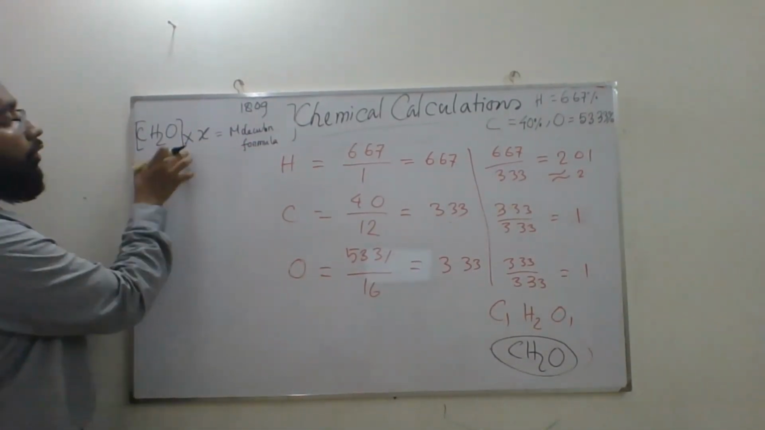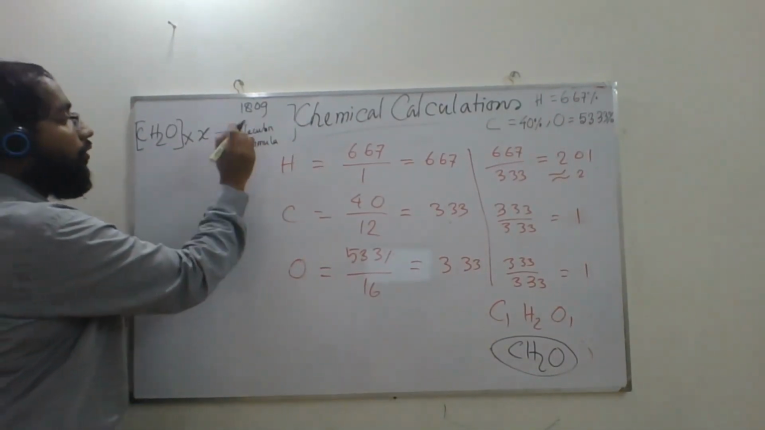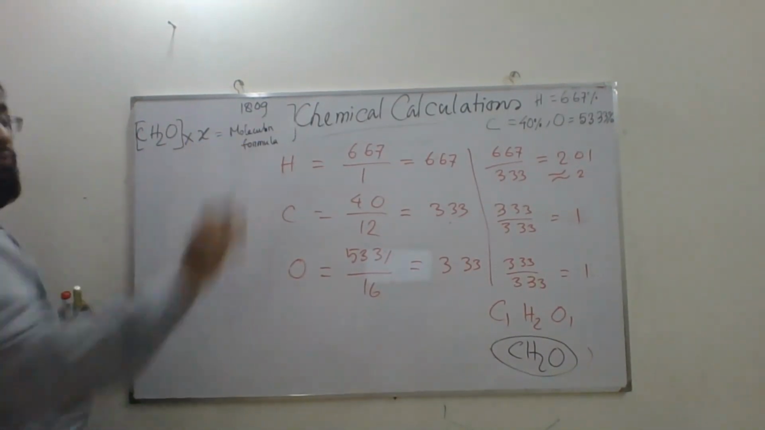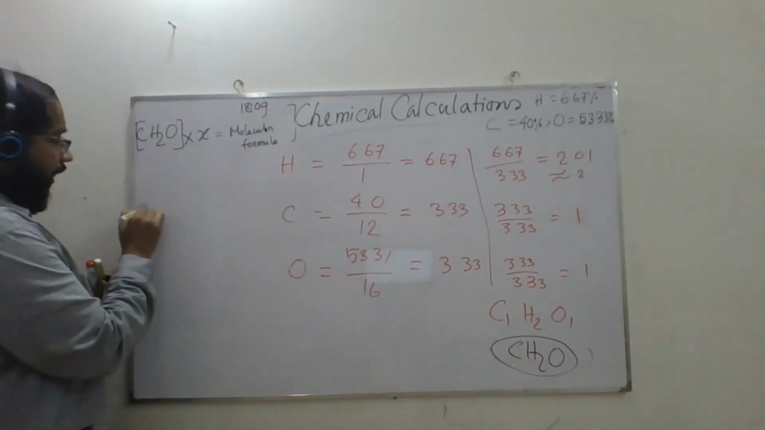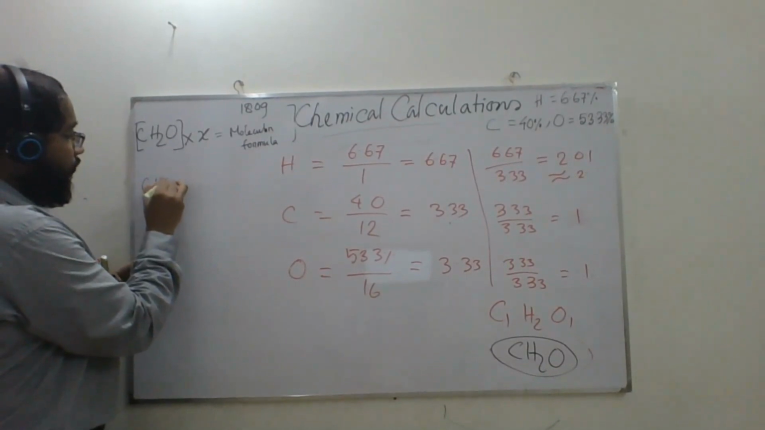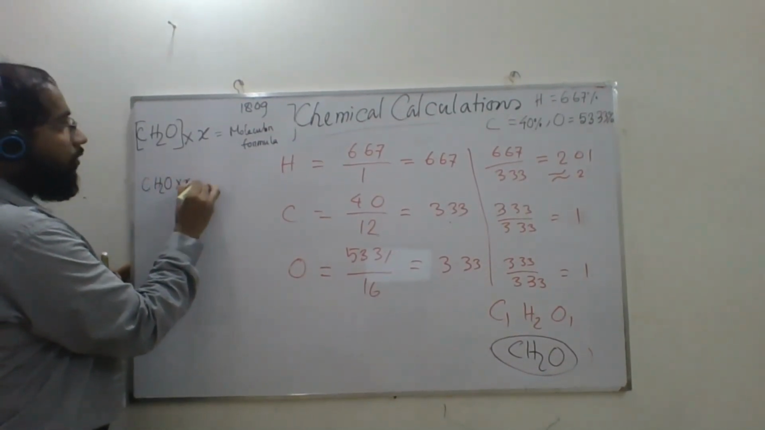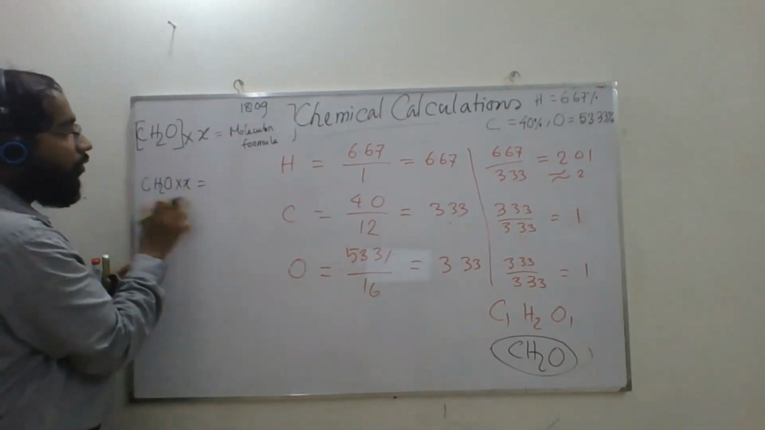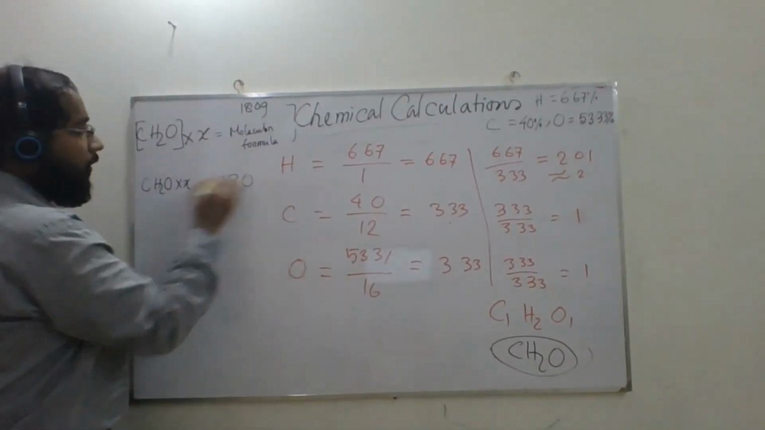So this is the molecular formula of this compound. CH2O is the empirical formula, into X equal to the molecular formula. Now we can write that CH2O into X equal to the weight of this compound. If it is the molecular formula, then the weight of this compound is 180.